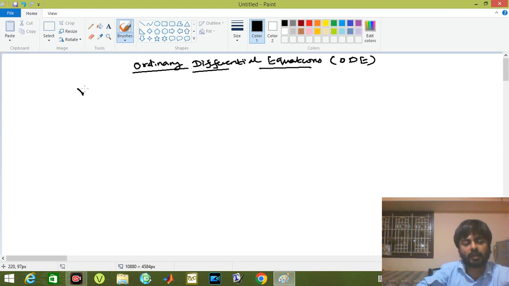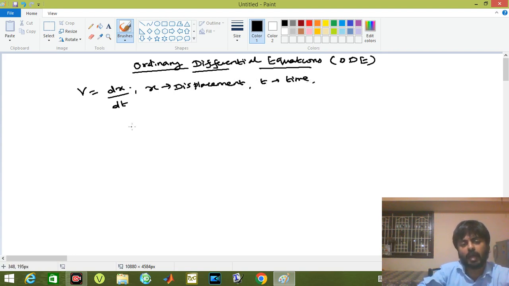If you want to calculate velocity, it is denoted by the rate of change of displacement with respect to time, dx by dt, where x is the displacement and t is time. In the same way, if you want to calculate the acceleration, a is nothing but dv by dt, where v is velocity and t is time.